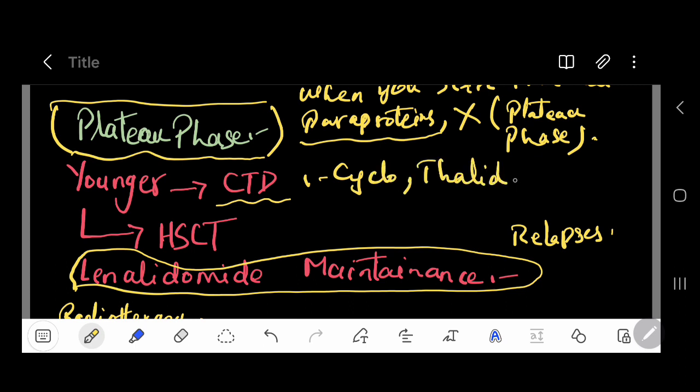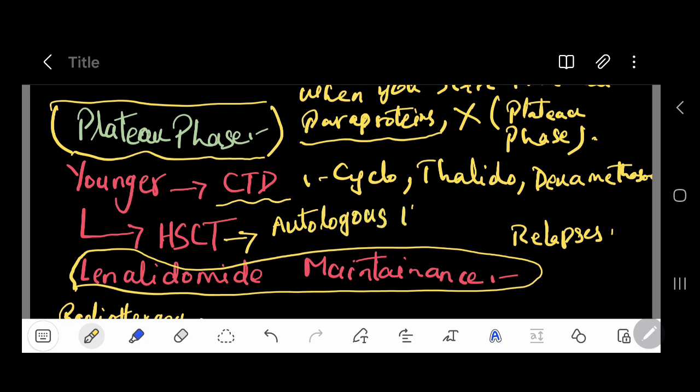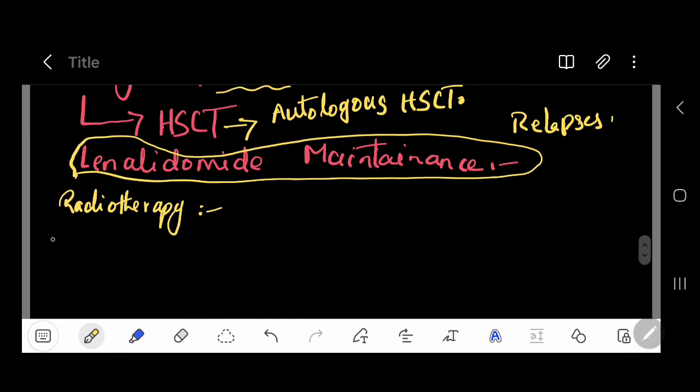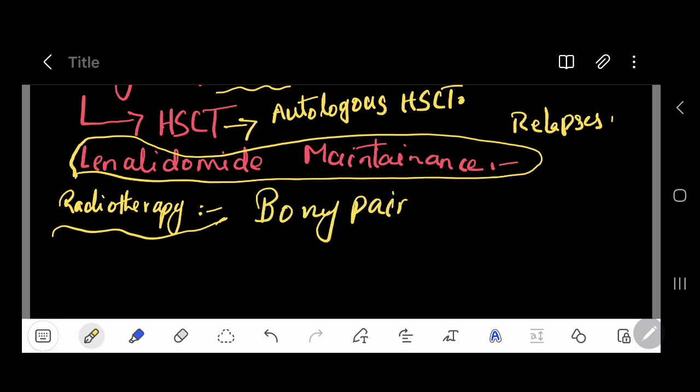If you have young patients, then CTD, cyclophosphamide, thalidomide, and dexamethasone are used. Furthermore, in these patients, we do autologous hematopoietic stem cell transplantation. In some patients in which bony pains are not relieved, we do radiotherapy. It also decreases pathological fractures.